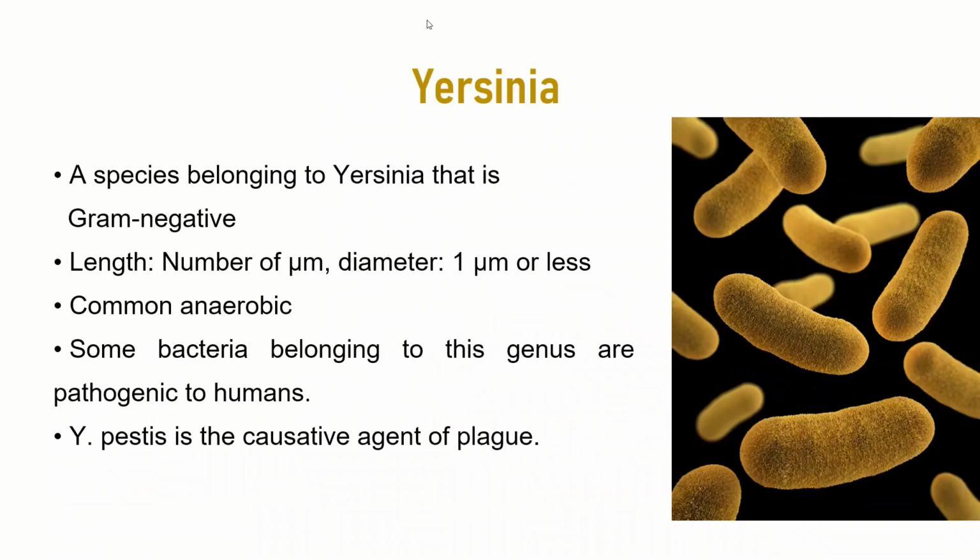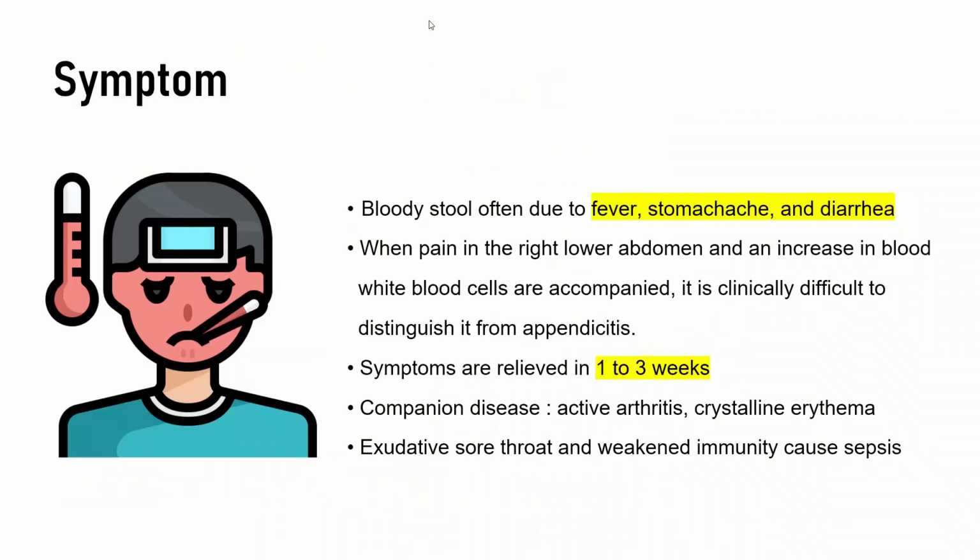Yersinia is a genus of gram-negative bacteria. They are facultative anaerobes, and some bacteria in this genus are pathogenic to humans. Symptoms include fever, stomachache, and bloody diarrhea. When pain in the right lower abdomen and an increase in white blood cells are present, it is clinically difficult to distinguish from appendicitis. Symptoms can be related to reactive arthritis in 1 to 3 weeks.